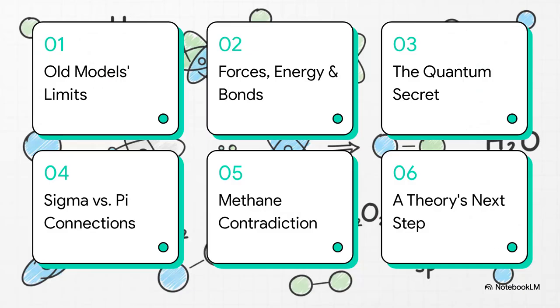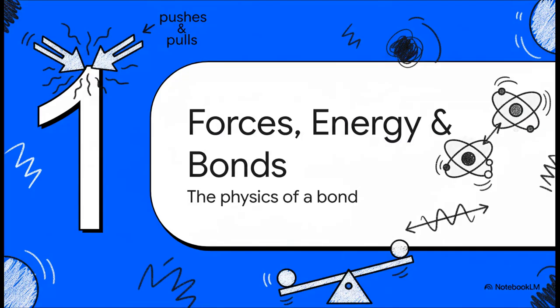So to really get a handle on this, here's our game plan. We're going to start with the basic physics of forces and energy. Then we'll uncover the quantum secret at the heart of it all, orbital overlap. From there, we'll see how to build molecules with two types of connections, sigma and pi bonds. And then, and this is the fun part, we'll see where the theory hits a fascinating wall with the methane molecule, which is going to point us to what comes next.